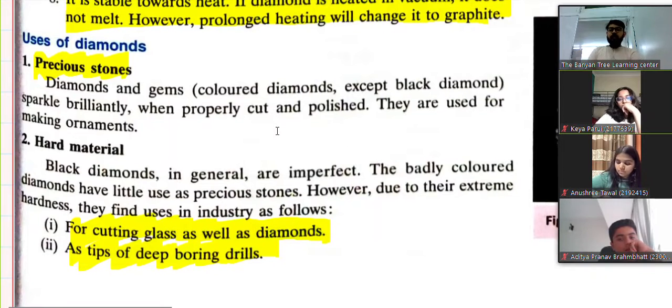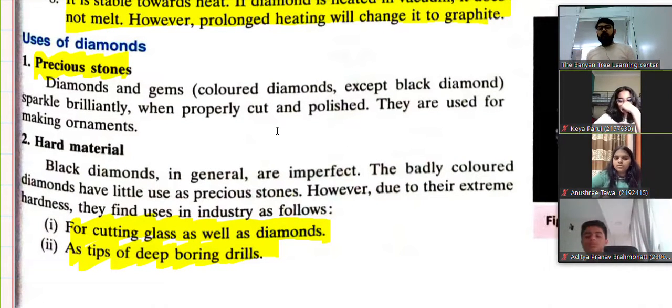Diamonds and gems, colored diamonds except black diamond, sparkle brilliantly when properly cut and polished. They are used for making ornaments. Black diamonds in general are imperfect. The badly colored diamonds have little use as precious stones.